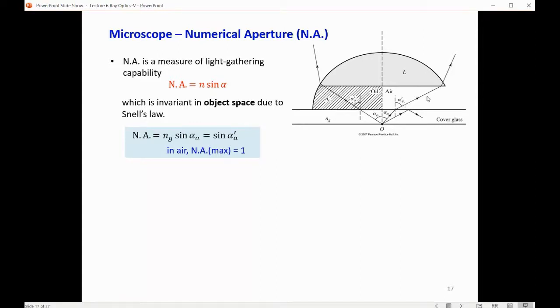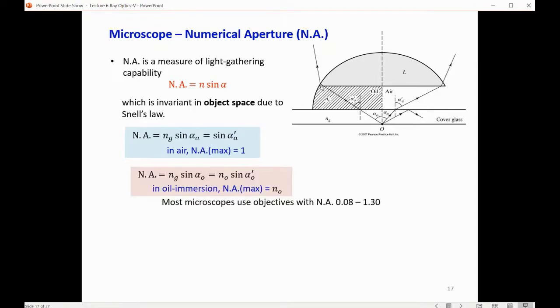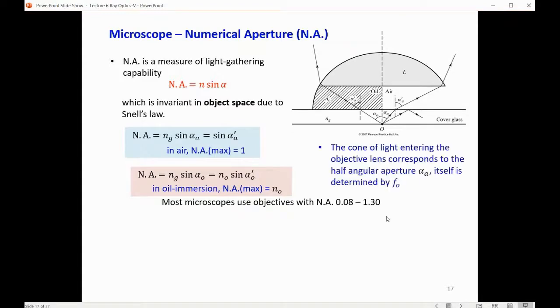The maximum value that you can get in this case would be 1. For the oil immersion lens, then n_g sine alpha_0 would be equal to n_0 sine alpha_0 prime. The maximum numerical aperture that you can get would be equal to n_0, assuming that sine alpha_0 prime is 1, and that's where this ray is entering at the critical angle. Most microscopes use objectives with numerical aperture that can range from 0.08 to 1.30.